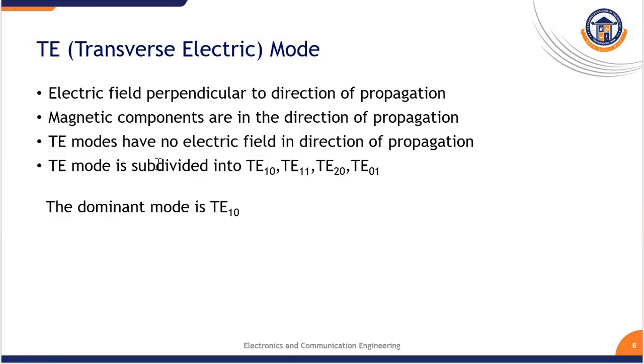Next, TE mode, that is transverse electric mode. The electric field is perpendicular to the direction of propagation. Magnetic components are in the direction of propagation. TE modes have no electric field in the direction of propagation. TE mode is subdivided into TE10, TE11, TE20, TE01. The dominant mode is TE10.